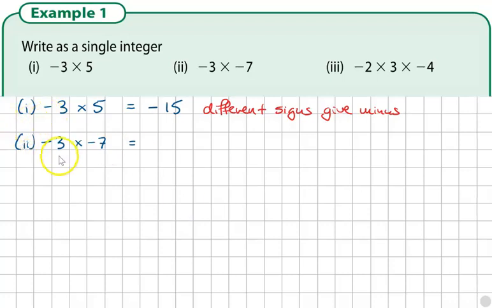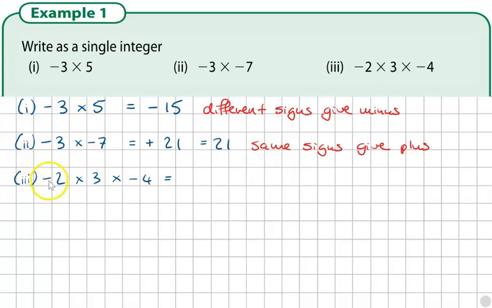Part 2, minus 3 times minus 7. So here we have a minus by a minus, which is going to give a plus. So a minus by minus gives a plus, and 3 by 7 is 21. So we get positive 21. Now we don't need to write the plus sign because we know 21 on its own is really positive. So it's just 21. So a minus by minus gives a plus, or you could say same signs give plus.